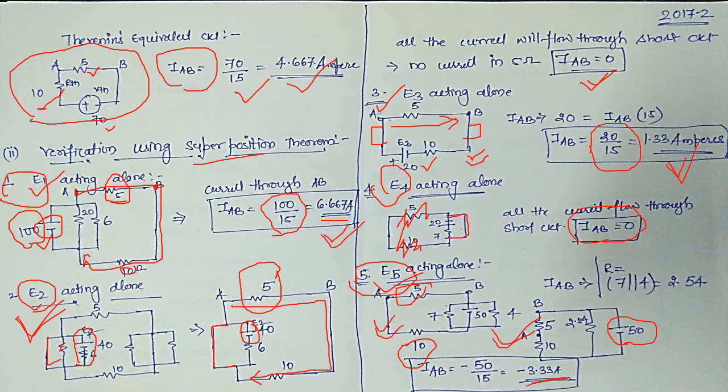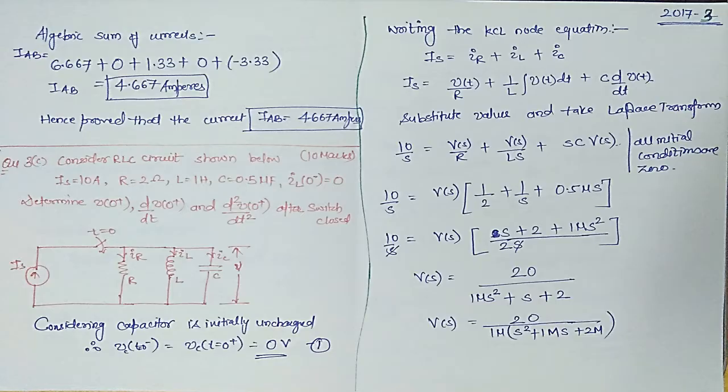Look at here, what are the currents available with you? One is 6.667 with a positive sign, the other is 1.33 amperes with a positive sign, and minus 3.33 amperes with a negative sign. Let us do the algebraic addition of these three and see whether we are able to get 4.667 or not. If you go for the algebraic summation, you will find that you are getting 4.667 amperes. Hence, it has been verified that the current flowing through AB branch because of the rest of the sources, that is E1 to E5, is 4.667 amperes, and that we have verified using Thevenin as well as superposition theorem.